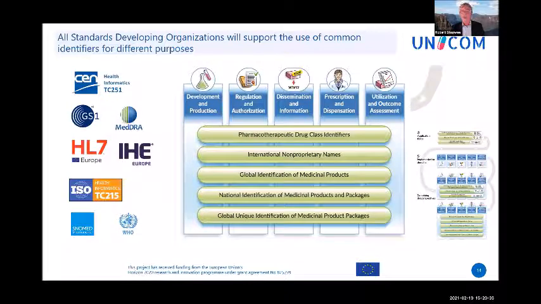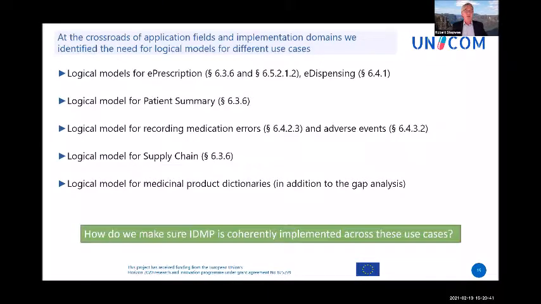the identifiers. So if we move on, then of course our question is, what does it mean that we have these crossroads, and we have these logical models at each of these crossroads? E-prescription already mentioned, patient summary. So there will be detailed logical models at all these intersections between the process and the organization that plays a role in that process. And our key question then becomes, how do we make sure that IDMP is coherently implemented across all these use cases?